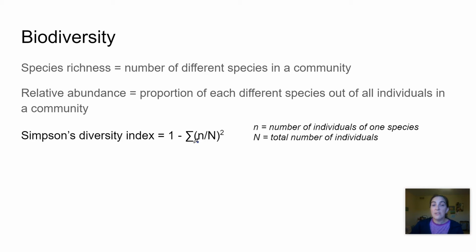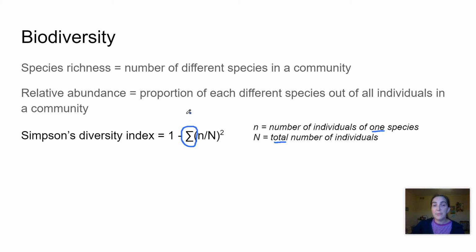Within this equation, you have 1 minus the sum of little n over capital N squared. The little n represents the number of individuals of a single species. The capital N is the total number of all the individuals of all species within that biological community. So that number of individuals of one species out of the total gives you the proportion, that relative abundance piece.